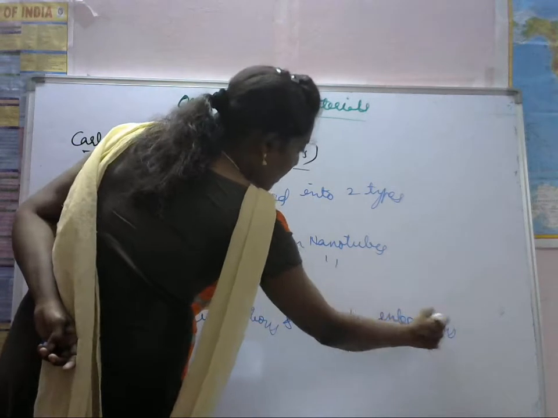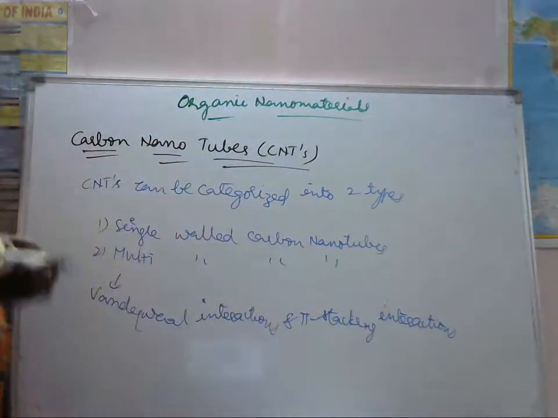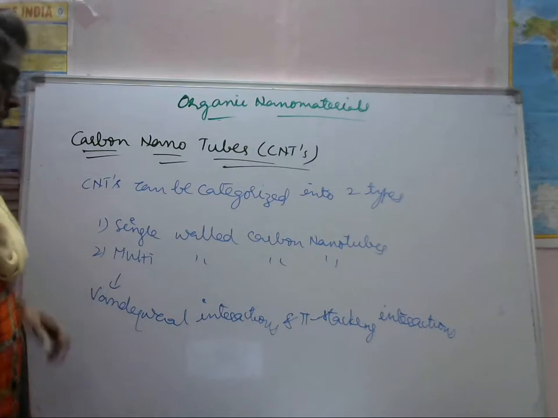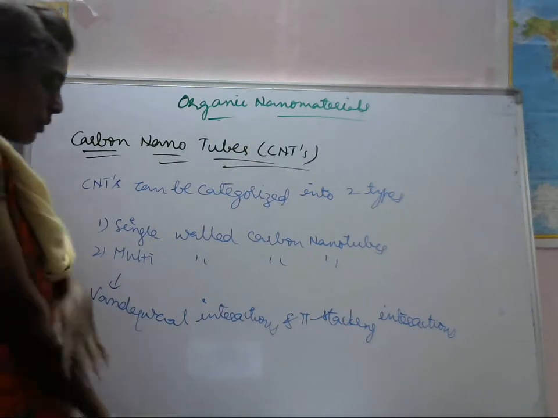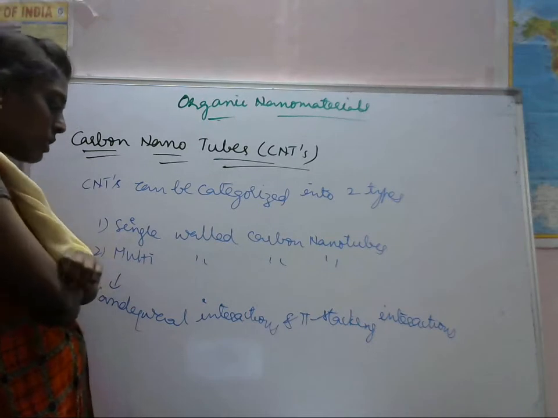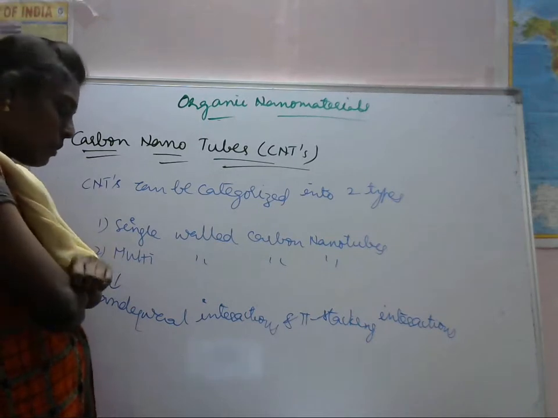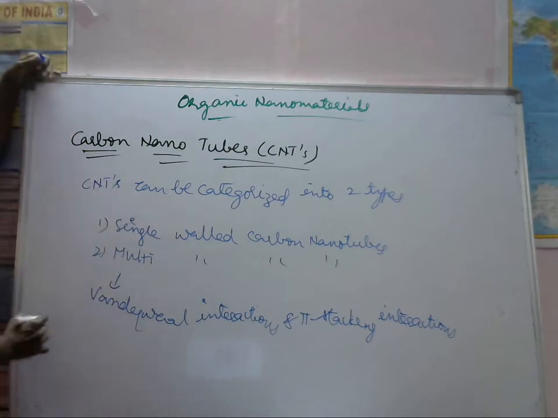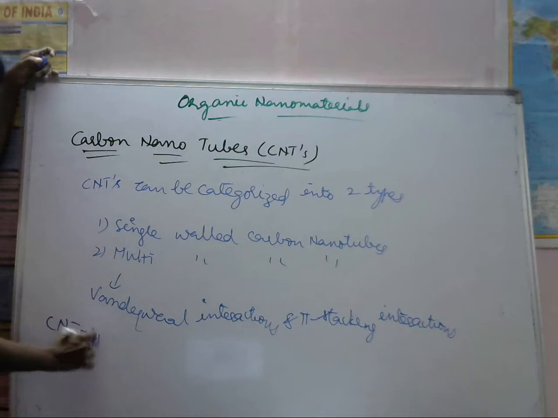Pi stacking interactions are present. Okay. So based on this structure, carbon nanotubes have different dimensions. So we have fullerene, which is zero-dimensional. This is said to be CNT, one dimensional, and graphene is 2D.